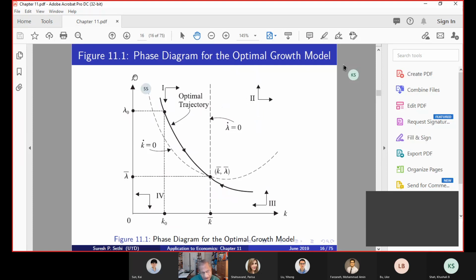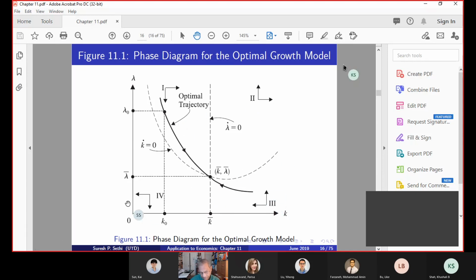Well, we know the lambda dot and k dot equations. We know their right-hand sides. We can actually show that these two curves result in 4 different areas in this quadrant. One area is this area, surrounded by this and this. That's called quadrant 1. The other area is this area, which is quadrant 2. The third area is this area, which is quadrant 4. And this side is quadrant 3. So 1, 2, 3, 4.